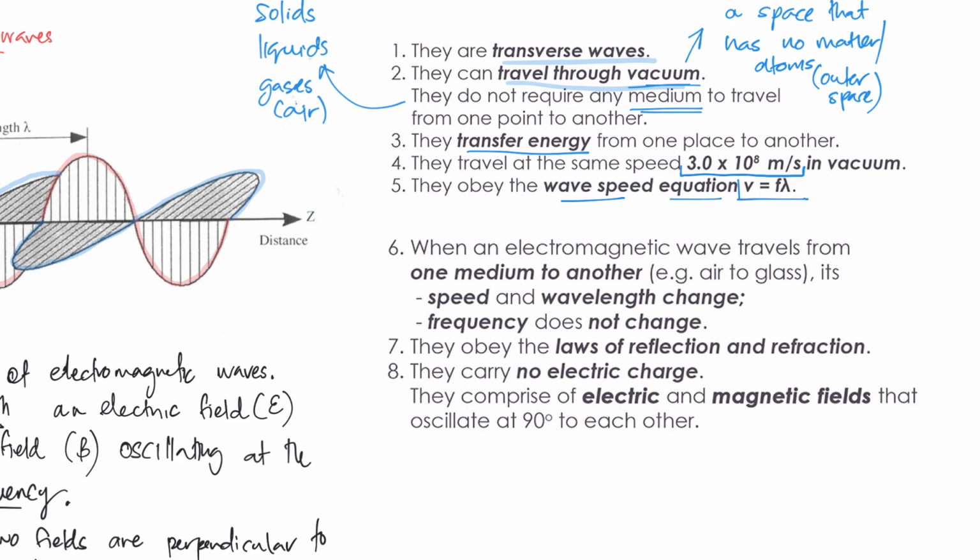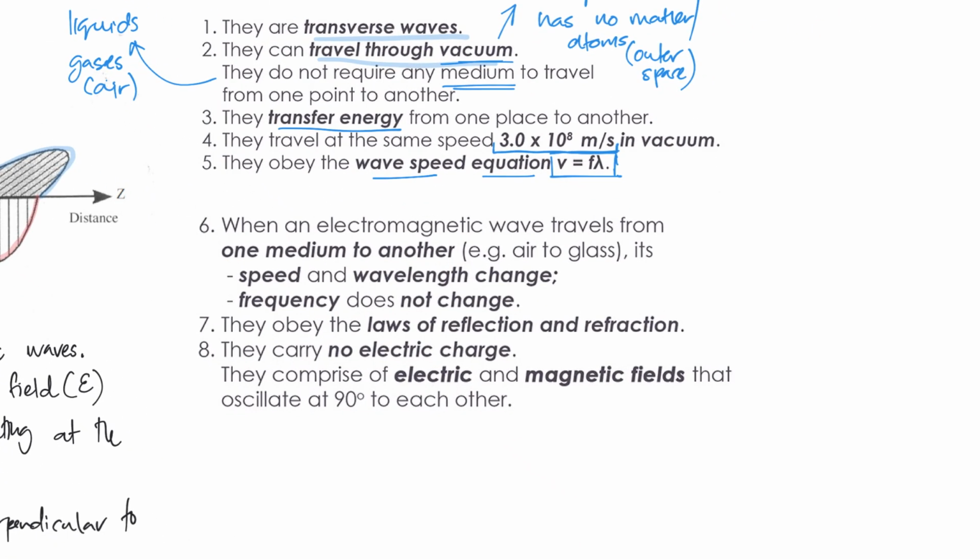The wave speed equation: v is velocity in meters per second. I'm just going to write this down here now so that we don't forget in the future. f stands for frequency in hertz. You would have done this in grade 10. I'm just going through it now. And lambda stands for wavelength.